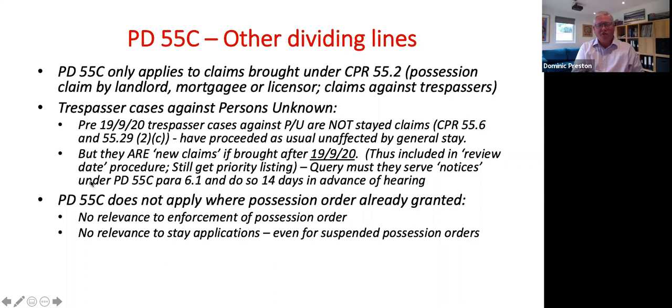That's all CPR 55(2) claims, and those must include, it seems to me, the trespasser claims, whether persons unknown or otherwise. I suspect, and I put in some queries there, does that mean we get review procedures? Does that mean that there's this 14-day notice on the paragraph 6.1 that needs to be dealt with? You'll see what I mean by that a little bit later, but really it looks like a mistake to me, but one that potentially could be used by those who want to apply to be defendants in those cases.